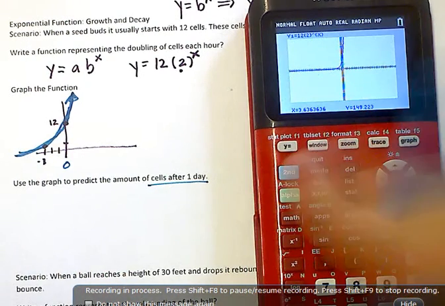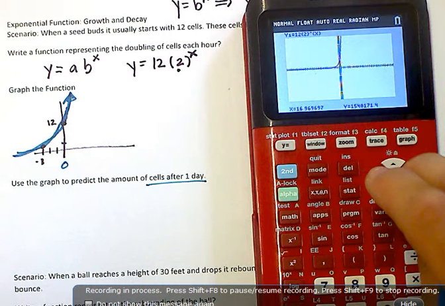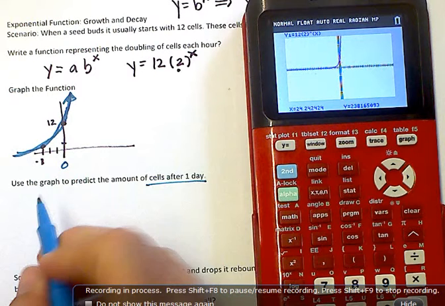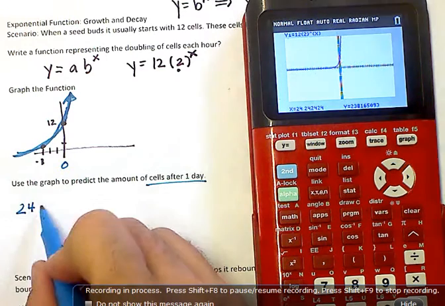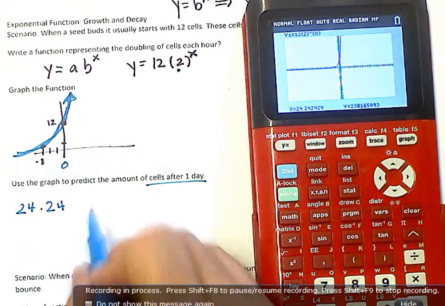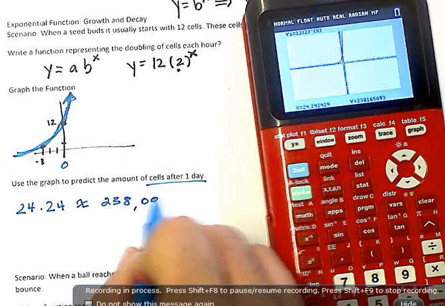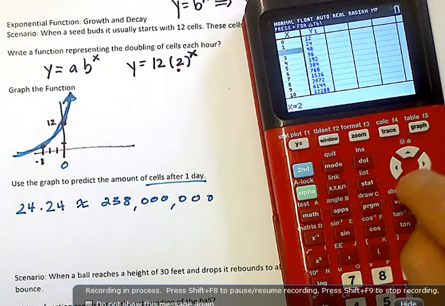So what I could do is just trace this graph until my x value here is about 24. And I have a pretty big number here. We could say at about, and now you could use your x value here and say at about 24.24 hours, you have about 238 million, right? This is pretty good information. You could also use your table and go to exactly where 24 hours is here.